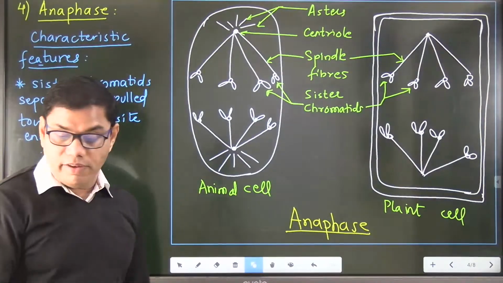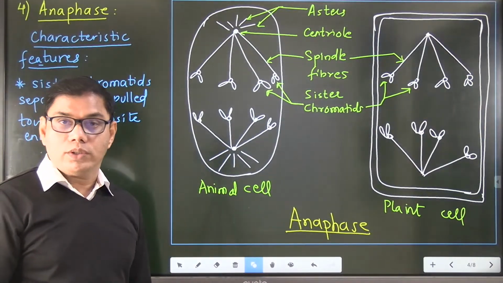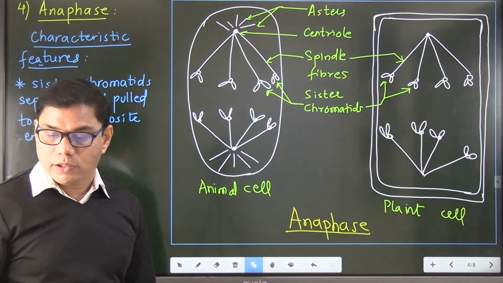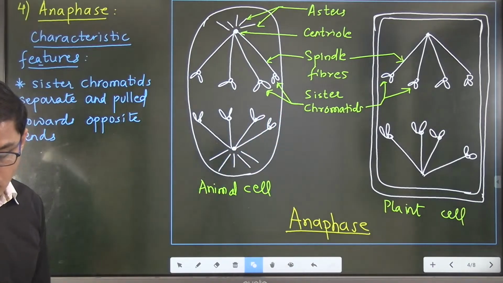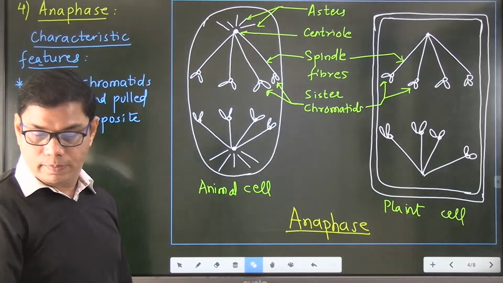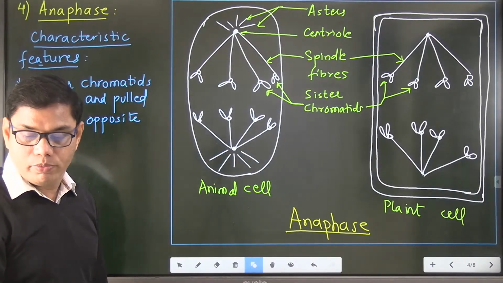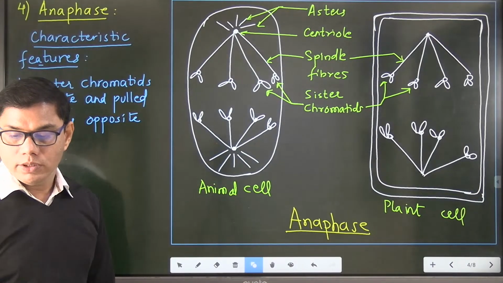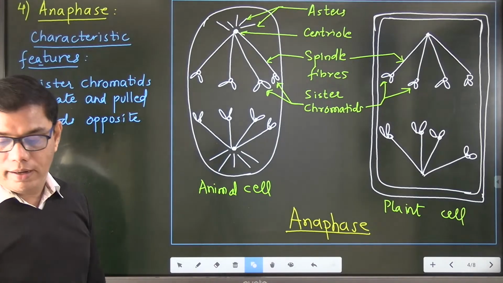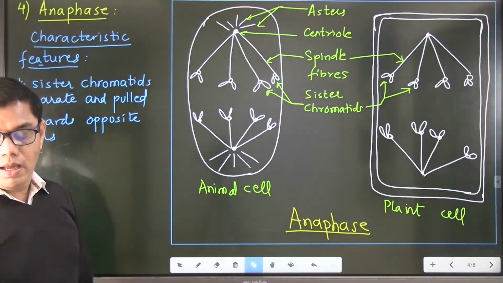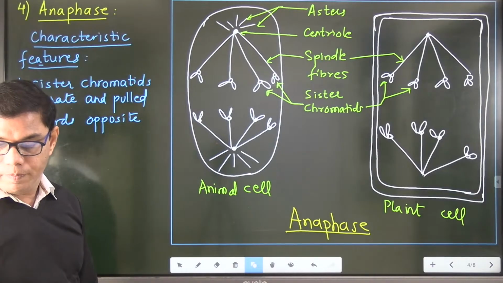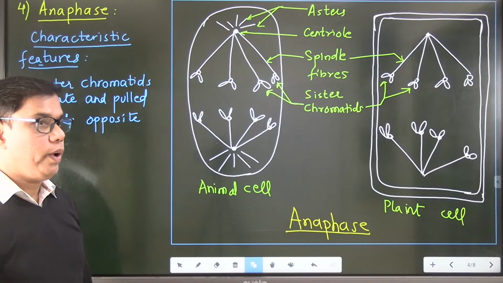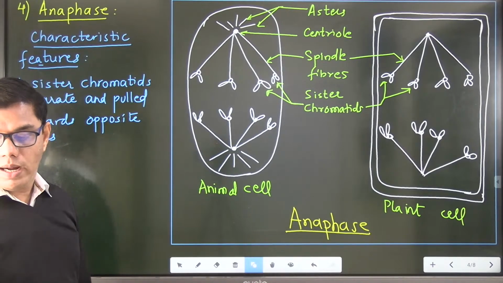Now, the fifth one is very important. This is the most frequently asked question. I have seen so many schools asking this question, to draw the last phase, which is telophase. Are you ready? Put a thumbs up in the comment box if you are ready for the next phase, that is telophase. Come on, quick. If you have any doubt, you can ask me.